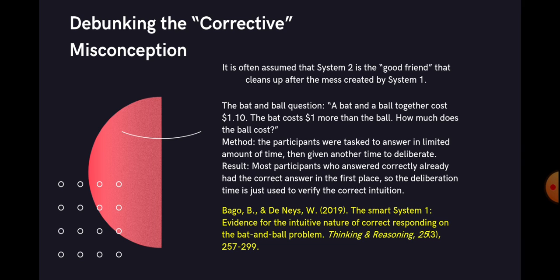We can also get the wrong answer by system 2, and just because we use system 1 doesn't mean it will be incorrect or less correct than system 2. As can be seen here, of the ones that answered correctly, most of them already answered correctly in the first place, in the limited amount of time given to them, so they were using system 1. So basically it's trying to denounce the notion that system 2 is better than system 1, and always more correct than system 1 and so on.